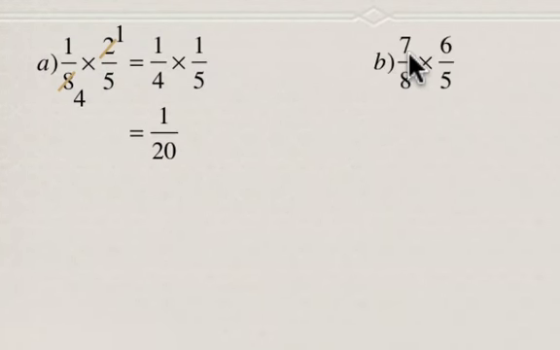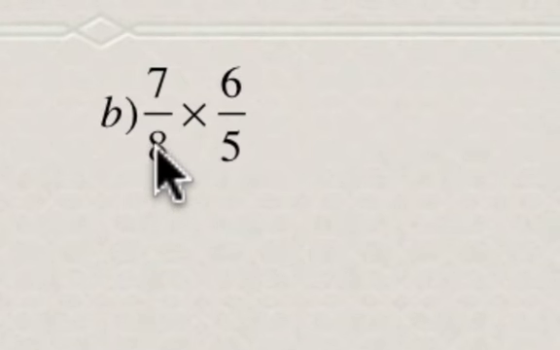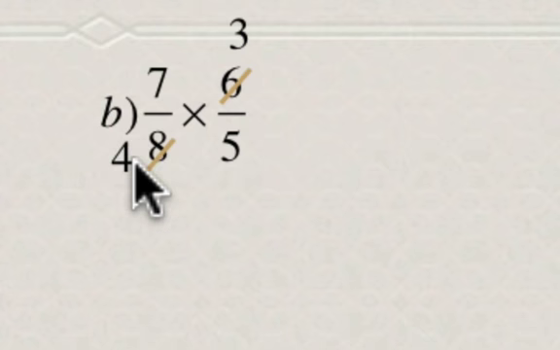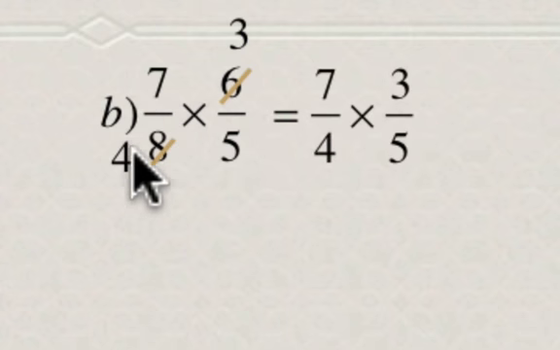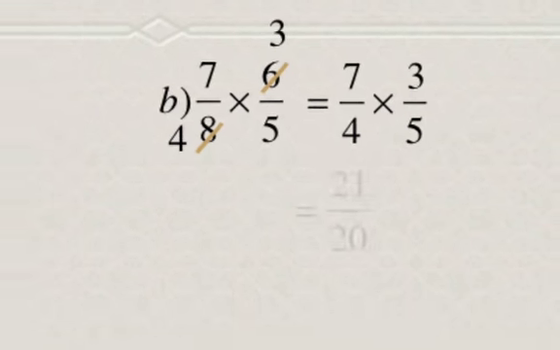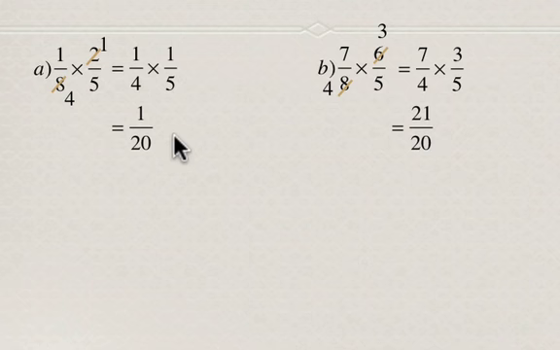The next question, 7 over 8 times 6 over 5. Neither of these fractions can reduce, but 8 and 6 have a common factor. For 8 and 6, we have 2 as the common factor. So 2 goes into 6 3 times and into 8 4 times. So we're dividing 8 and 6 by 2, and we just rewrite the question. So 7 over 4 times 3 over 5. Now we just multiply the numerators and multiply the denominators. So it comes out to be 21 over 20.